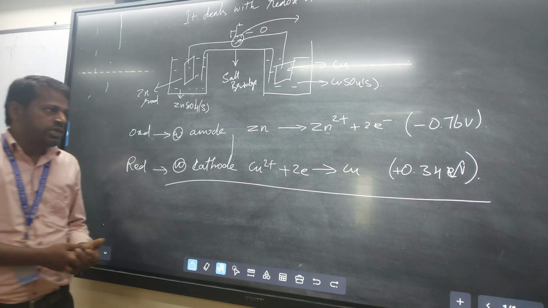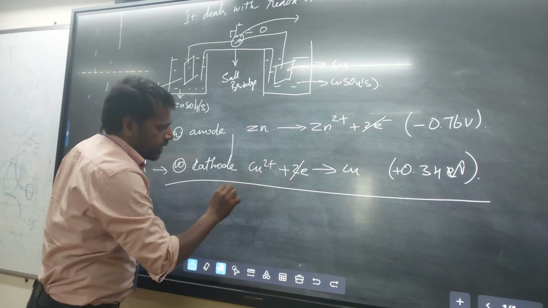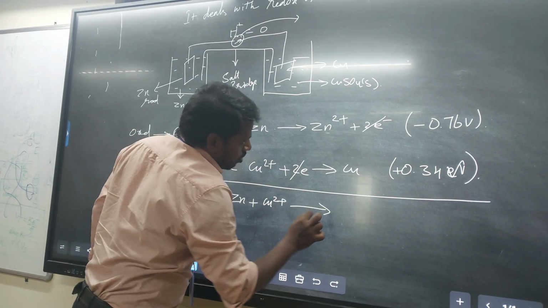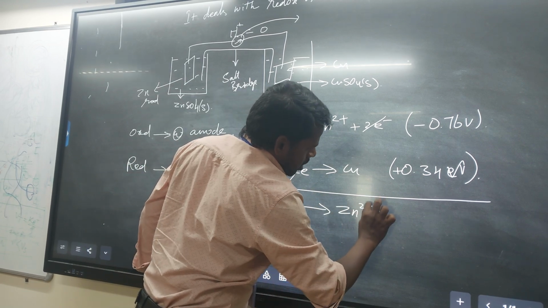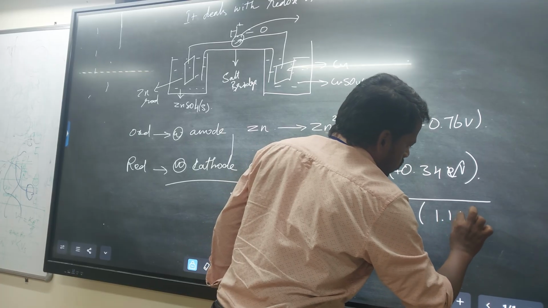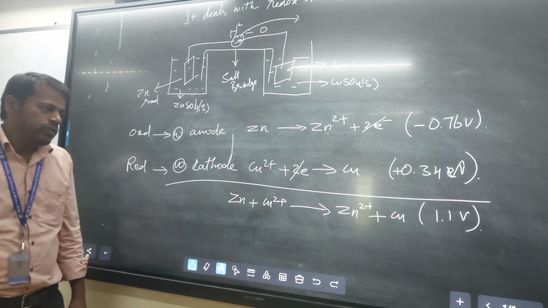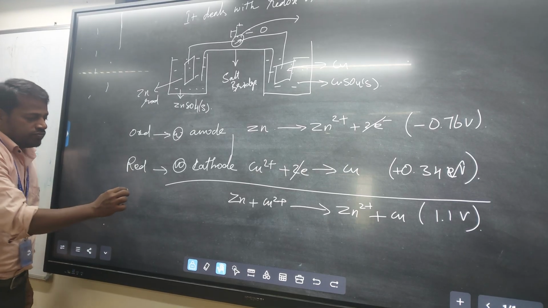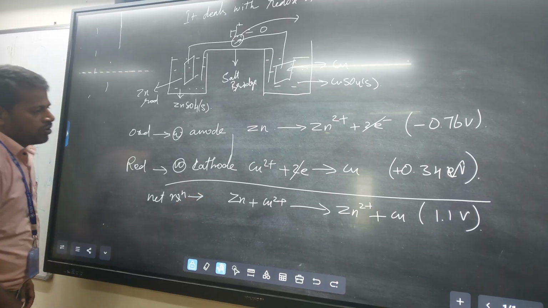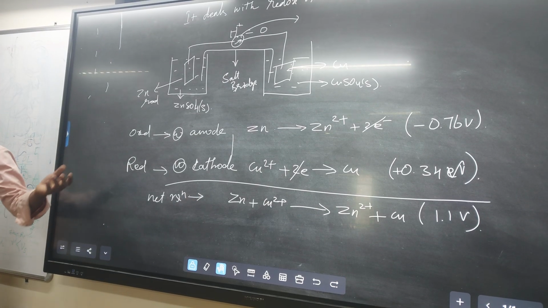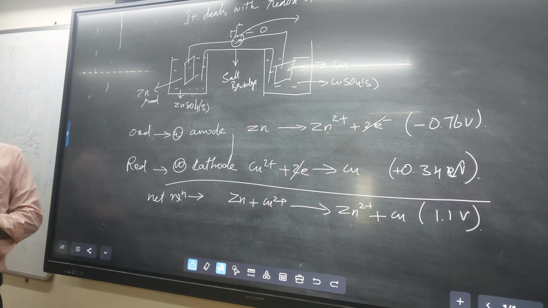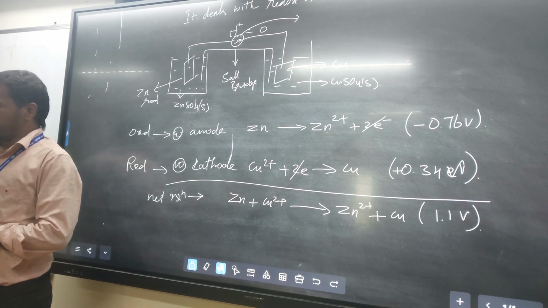What is the net cell reaction? Here the 2 electrons cancel, therefore zinc reacts with copper 2 plus and converts to zinc 2 plus and copper. Your net voltage is 1.1 volt. This is the net reaction. Right? This is the Daniell cell reaction. In the Daniell cell setup, when we connect the zinc and the copper together, we get 1.1 volt.